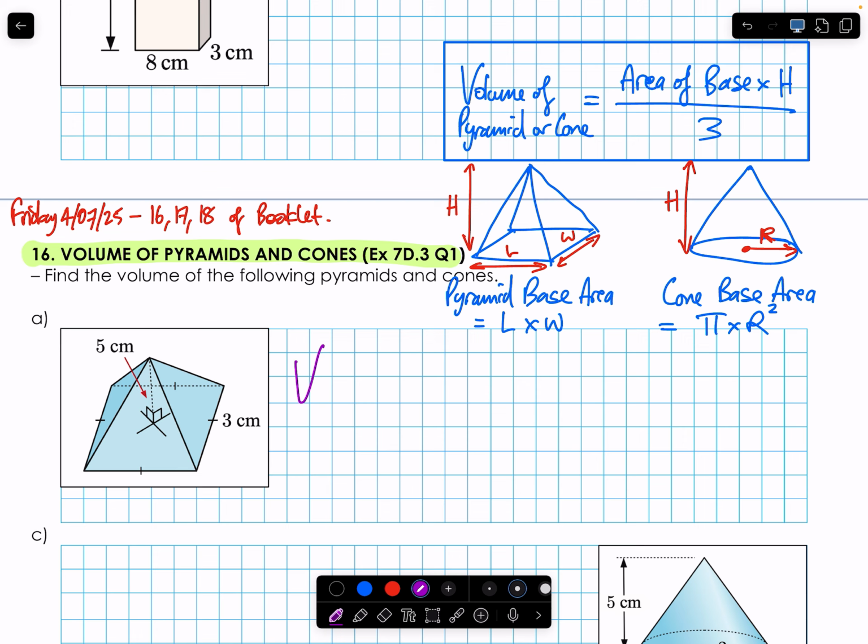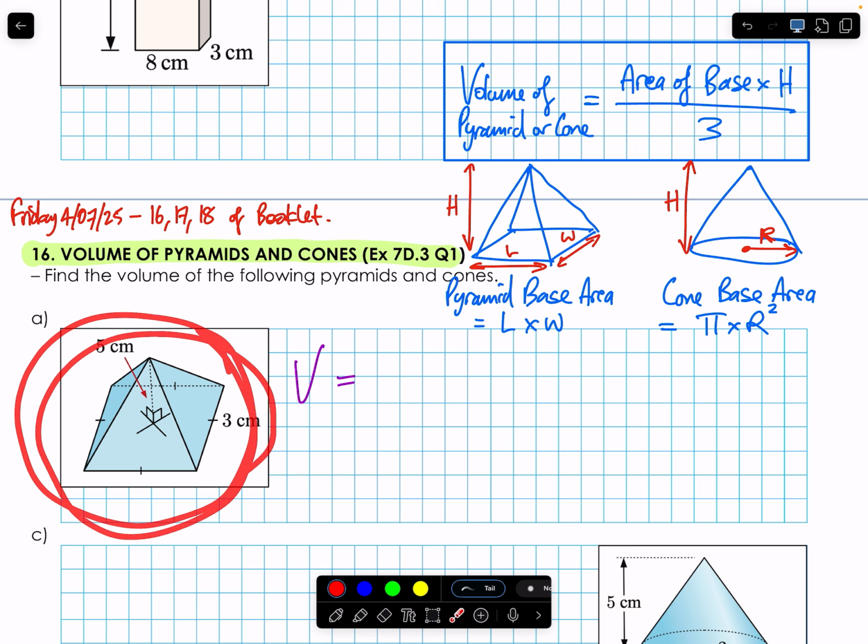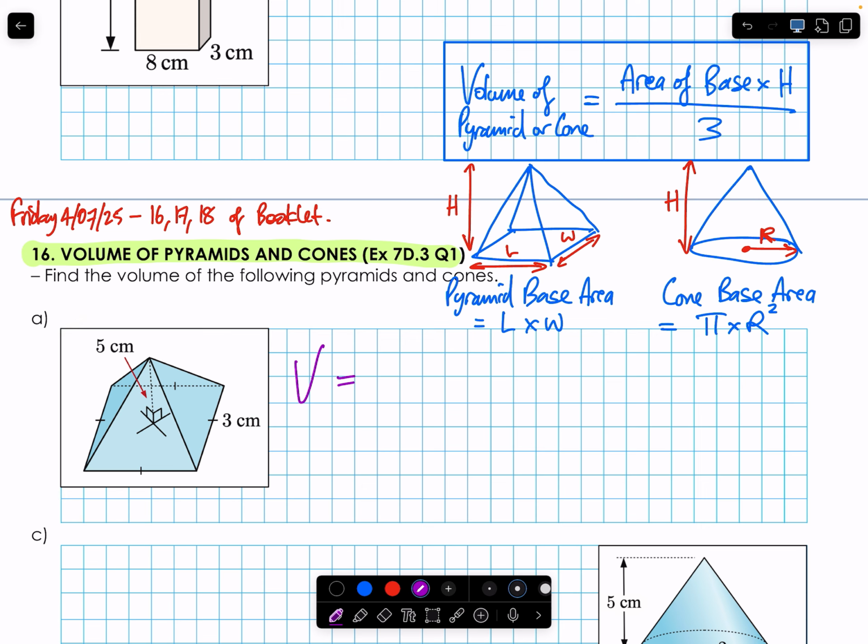So yeah, I'll demonstrate the first one to you. Volume of this one. Shush, boys. I'm already fighting that. I don't have to fight you. What shape are we finding the volume of? Is that a pyramid or is that a cone? That's a pyramid. So the area of the base is going to be length times by width.